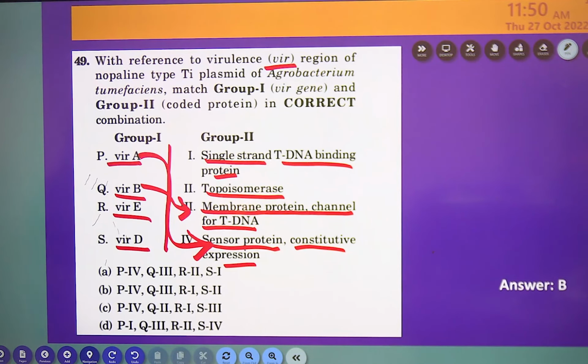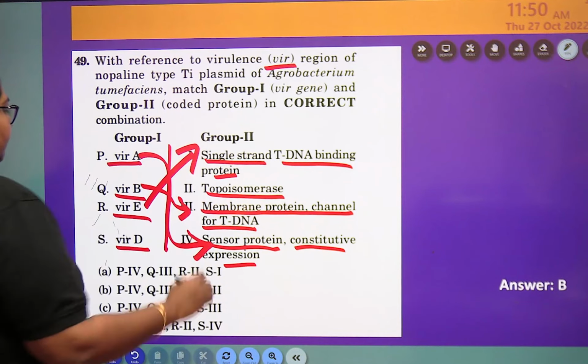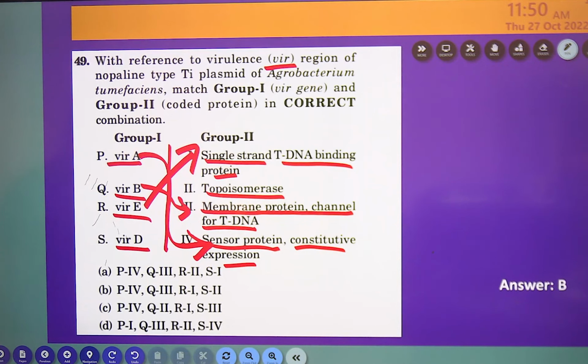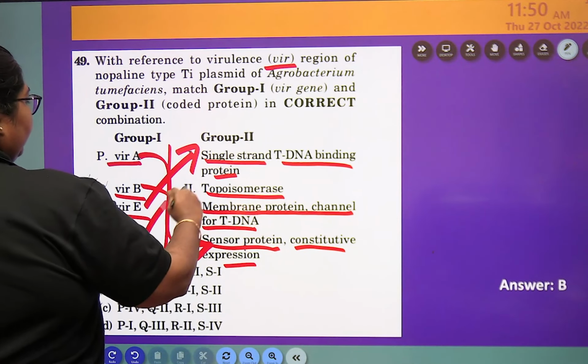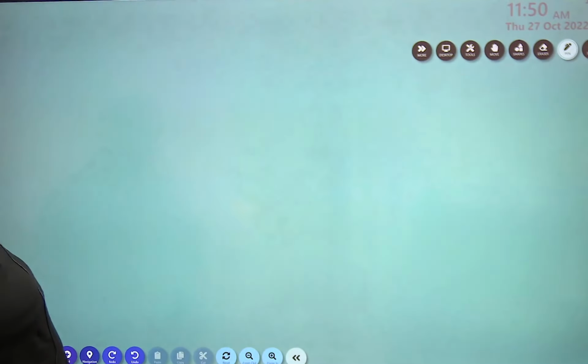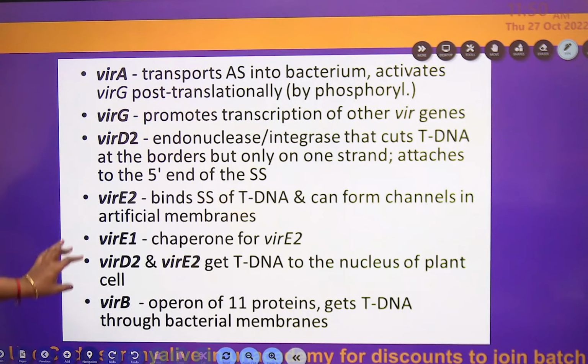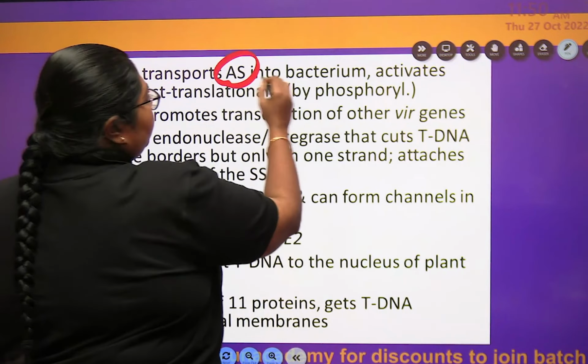Then what about your Vir E? Vir E is for your single stranded binding protein. And what about Vir D? Vir D is for the topoisomerases. They help, not to serve as the topoisomerases, no, right? So exactly that is what is going to be important, right? Fine. So this Vir A, what it will do is make the acetosyringone get inside.